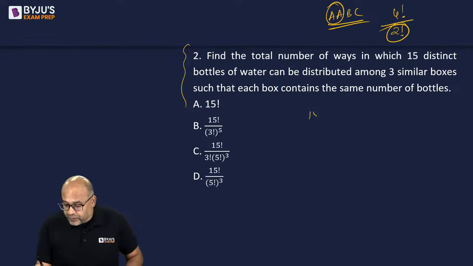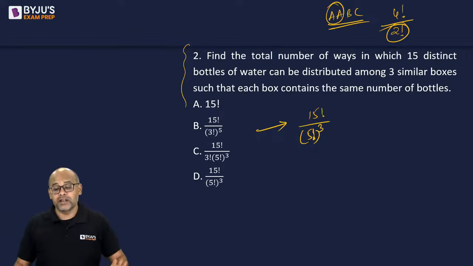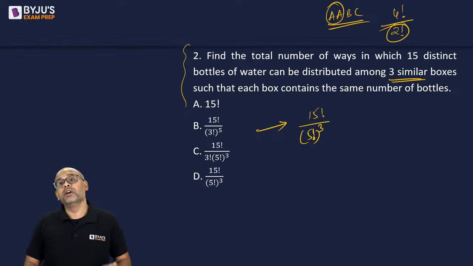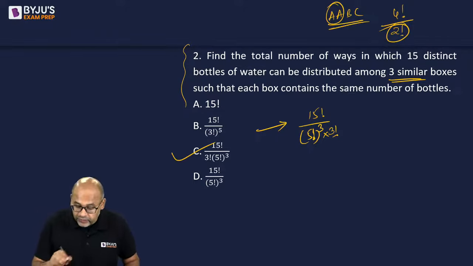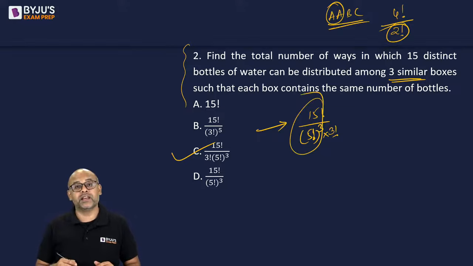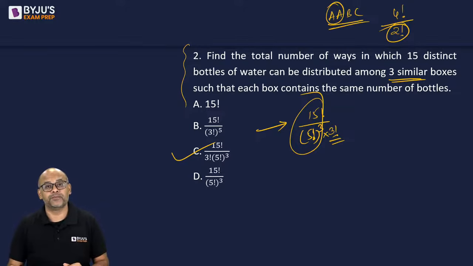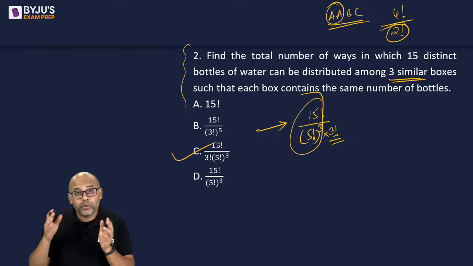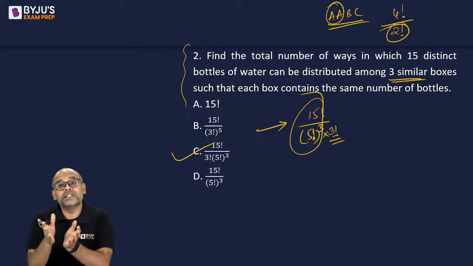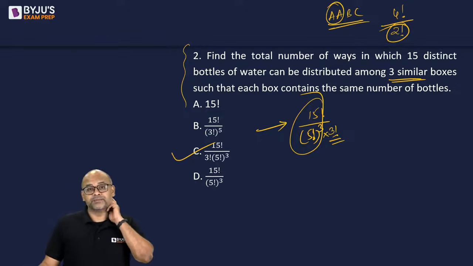So the answer will be 15 factorial by 5 factorial whole cube, like in the previous case. But this is the answer when everything is distinct. When you have 3 similar boxes, you will have to divide this by 3 factorial, therefore the answer becomes C. Why are we dividing it? As I already explained, the number of cases will not be this high. It will be a fraction of this, and the fraction is basically division by 3 factorial. So this is the case where you're distributing distinct things into similar looking boxes or places. Clear? That is your basic answer.